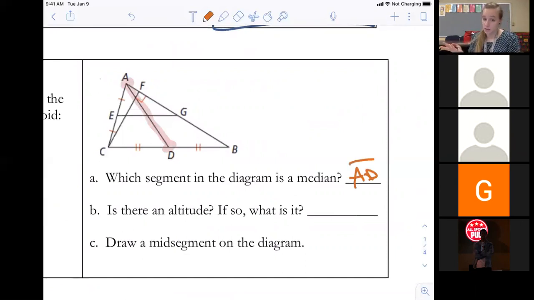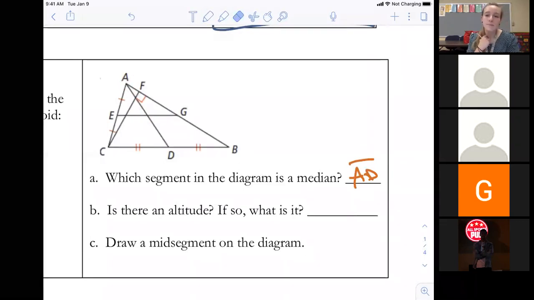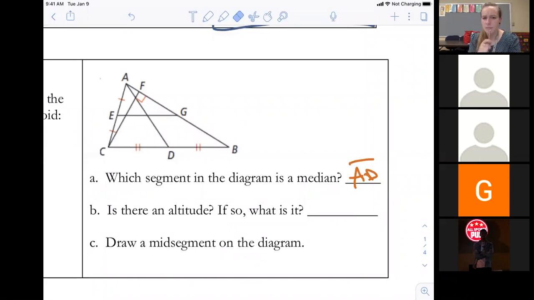Actually, sorry, is there an altitude? And if so, what is it? Is there an altitude? Actually, what makes it an altitude? What two things are important for an altitude? Is it a vertex and a right angle? Very good, Kamara. Do we have that here? Yeah. Where? CF. CF, awesome. So CF, we have a vertex of C and we have a right angle of F. So that line is my altitude.